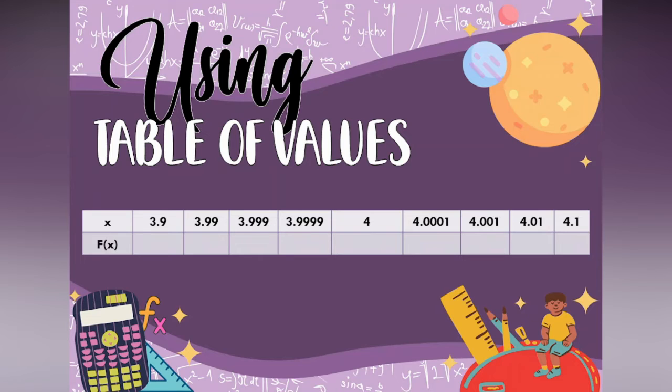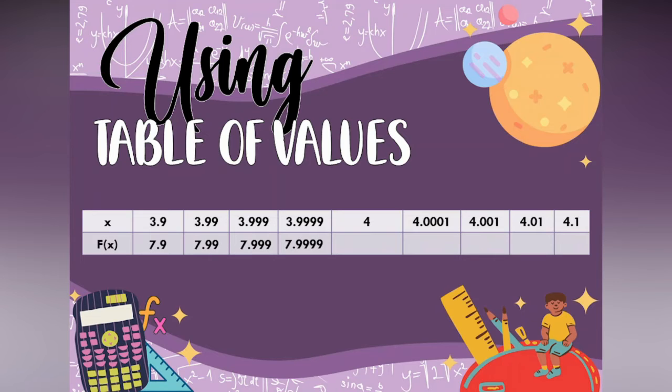Substituting 3.9 to our function will give us 7.9. Next, 3.99 will give us 7.99. Next, 3.999 will give us 7.999. And lastly, 3.9999 will give us 7.9999. We're done from the left, so let's proceed to the right.